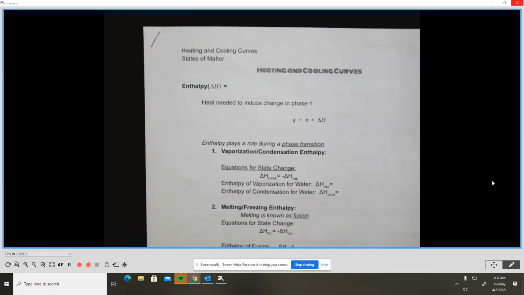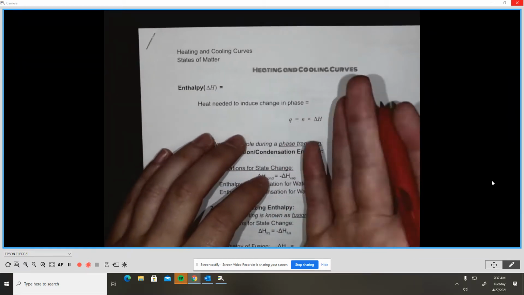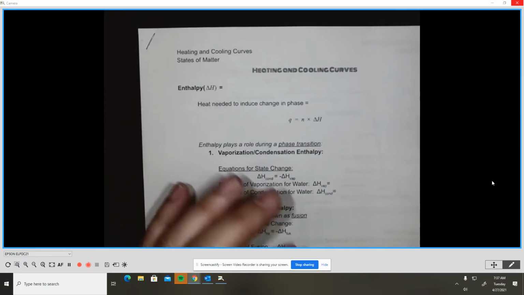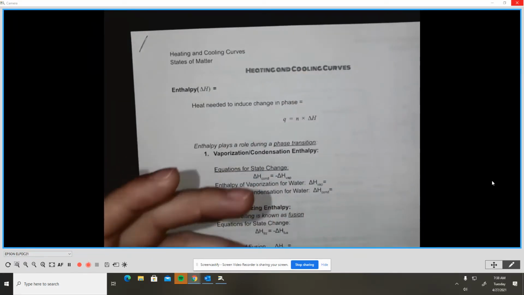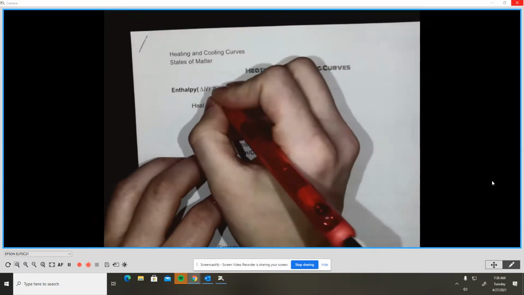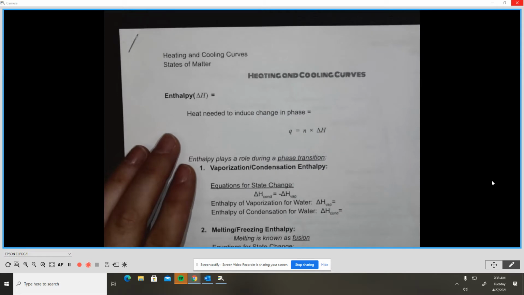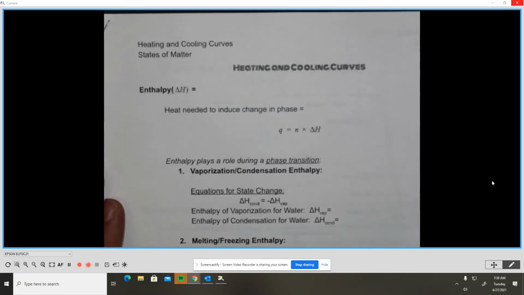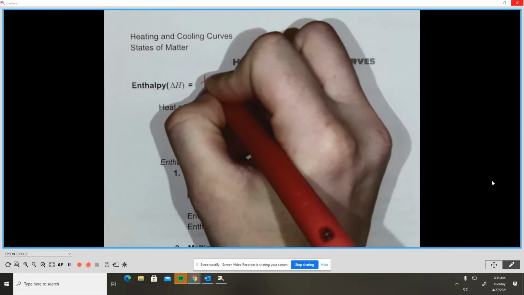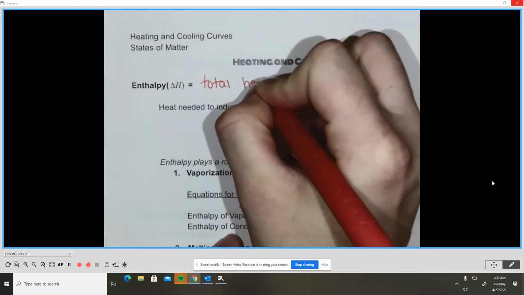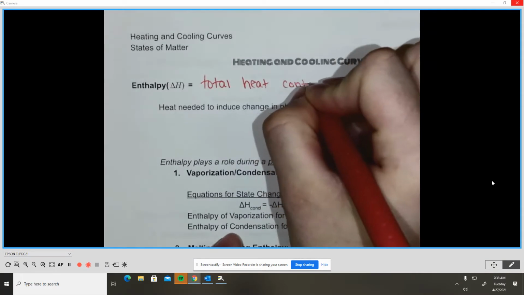So to start, we need to know what enthalpy is. So enthalpy is something we're going to be getting into a lot more in our next unit, but it is important for phase changes and phase transitions. So it's an important concept for states of matter as well. So enthalpy is signified by this delta H. So delta H, or triangle H, means change in heat, basically. So this is the total heat content of a system.